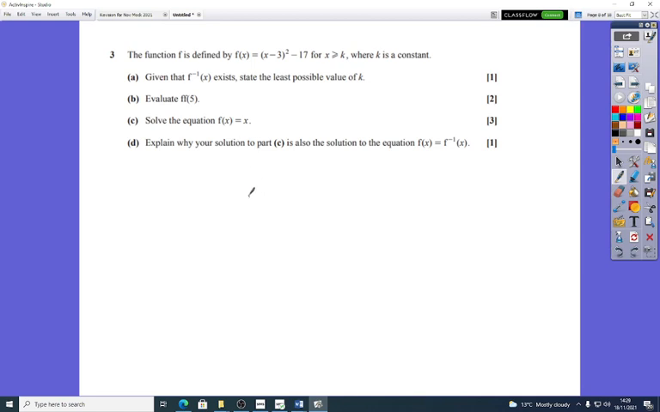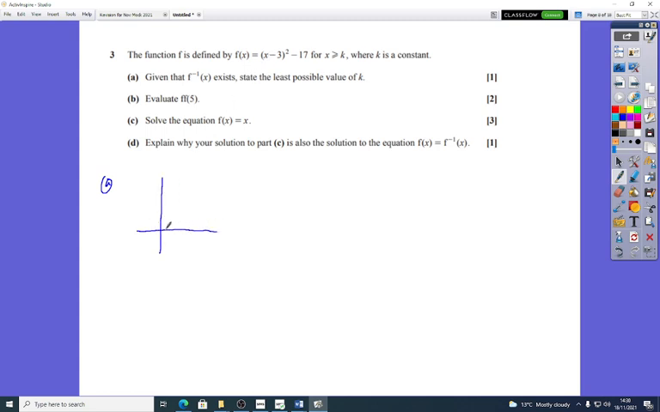Okay, so this one generally looks okay. It goes here: given that this exists, state the least value of k. Now that is a minimum point. If you were to draw that, you don't need to do this, but I'm just showing you why it works. If I draw that on a graph, let's just put that on a graph.